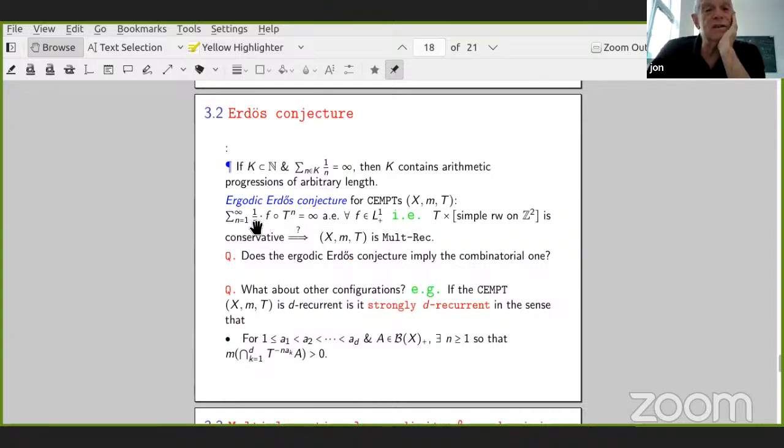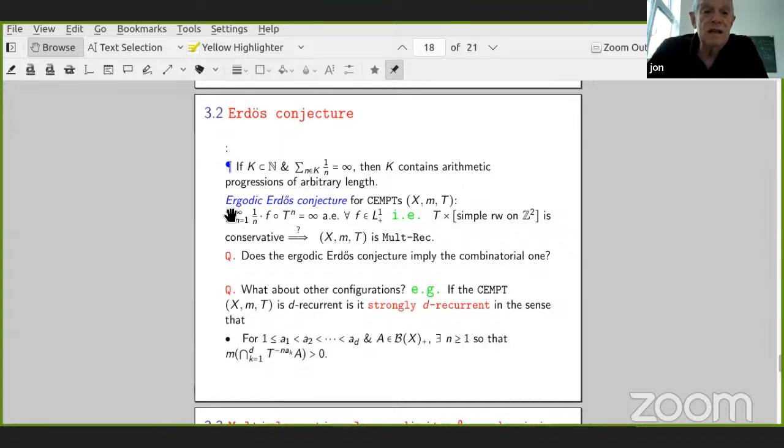You can see that because 1 over n is monotone decreasing, it's a super invariant set, or something where it's infinite. So this will be an invariant set, so it'll be constant, either finite or infinite almost surely. And by the ratio theorem, it will be the same for every L1 function. This is equivalent to saying that T cross a simple random walk on Z2 is conservative. And the question is if this implies that (X, T) is multiply recurrent.